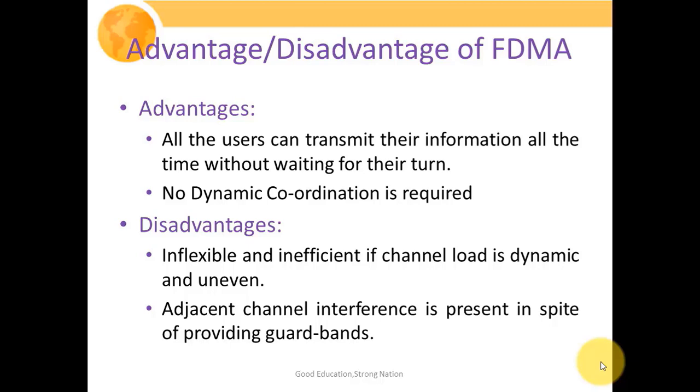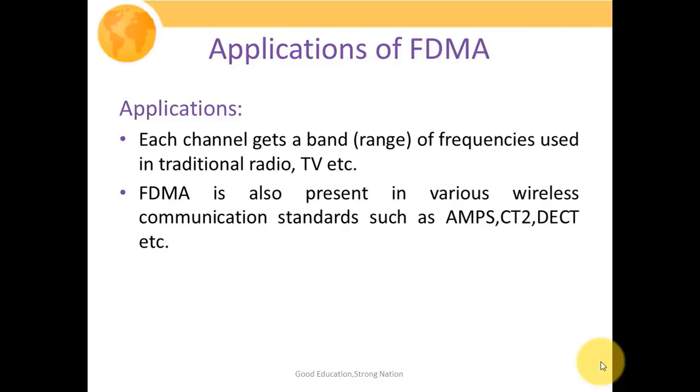Adjacent channel interference is present in spite of providing guard bands. Although we provide guard bands in order to avoid interference, adjacent channel interference is still present in our FDMA systems due to the non-ideal characteristics of the filters. The applications of FDMA are: each channel gets a band or range of frequencies, used in traditional radio, TV, etc. These are some of the applications where FDMA systems are used.